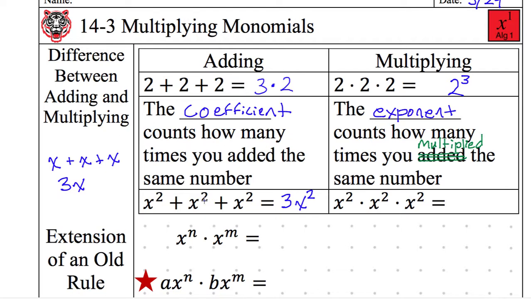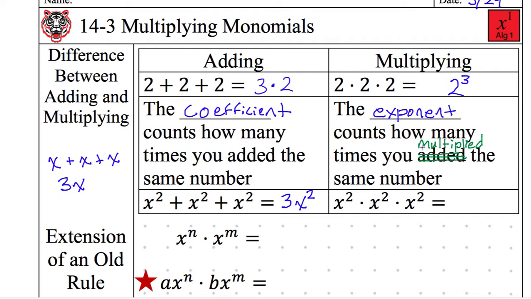Okay, but what happens now? It's the same thing, x squared and x squared, but this time I'm going to multiply. What am I going to do? How many times have I multiplied the same number? I see 2 hands. What is this going to be?